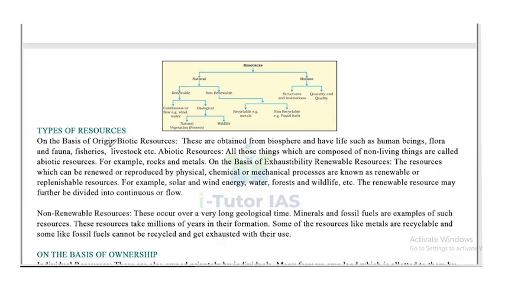On the basis of origin, biotic resources. First one, on the basis of origin, is biotic resources. They are obtained from biosphere and have life, such as human beings, flora and fauna, fisheries, livestock, etc. Next one is abiotic resources. All those things which are composed of non-living things are called abiotic resources. For example, rocks and metals. So rocks and metals are abiotic.